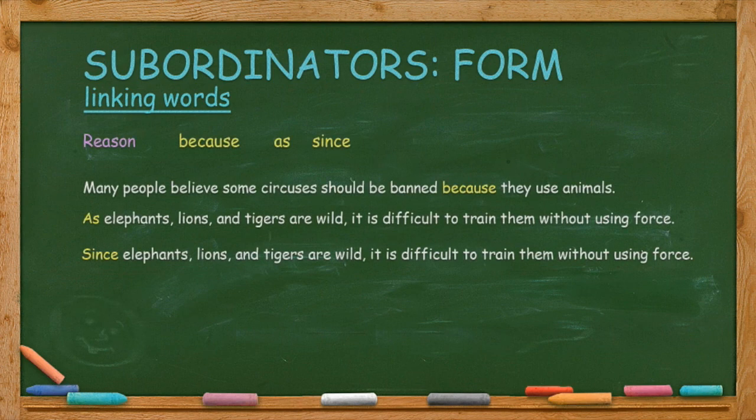Reason. Because, as, and since. Many people believe some circuses should be banned because they use animals. As or since elephants, lions, and tigers are wild, it is difficult to train them without using force. Be careful using since because it has two meanings. It can give a reason, but it can also refer to a time idea.